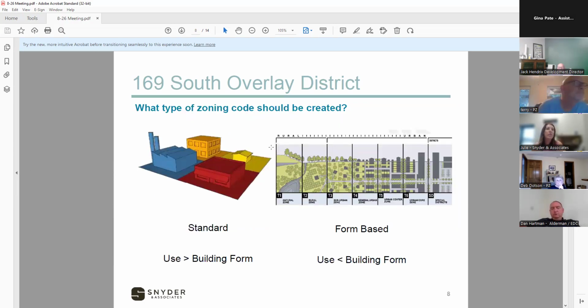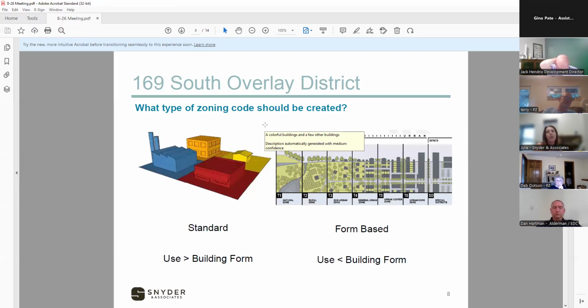So what kind of zoning overlay should be created for this district? That's what we need to hear from you. There's really two main types of zoning. There's several, but the two that I guess are the most predominant are your standard zoning, which is pretty much what Smithville has, which most communities have. It's what you think of when somebody says zoning.